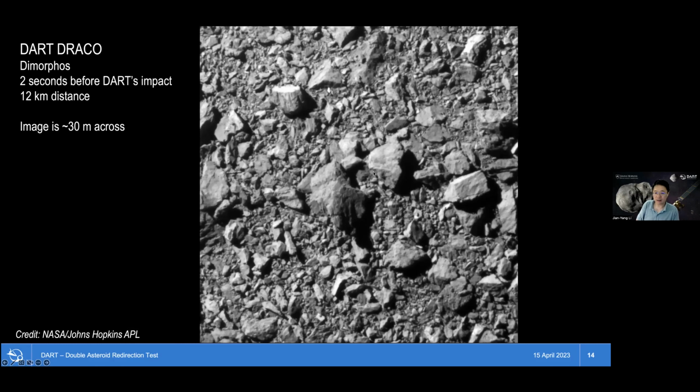The impact site is in between three big boulders. I don't have a scale bar here; on the next slide, you will see a scale bar. The impact site is right in the middle of these three boulders. This impact site was not deliberately chosen. We just hit where we hit. And after that, we know where we hit.